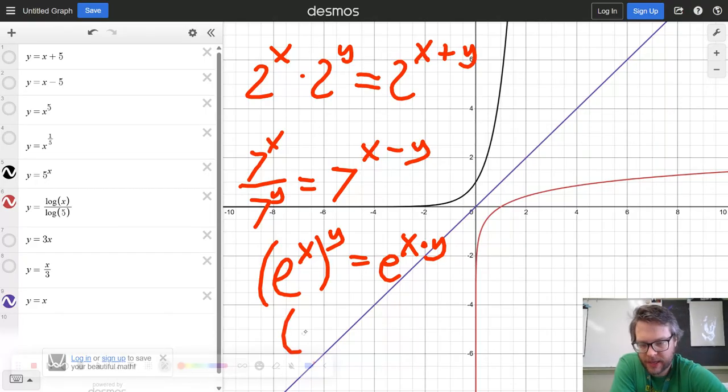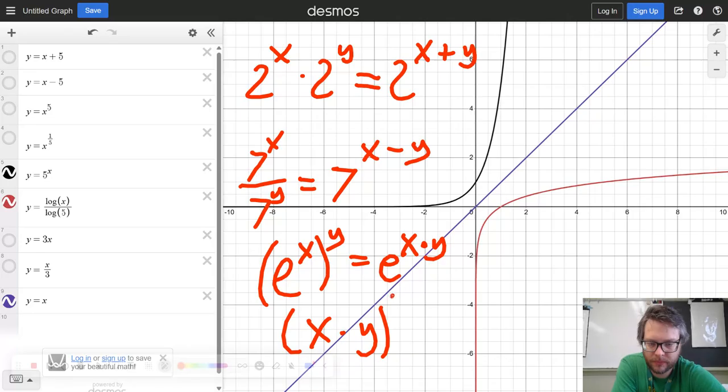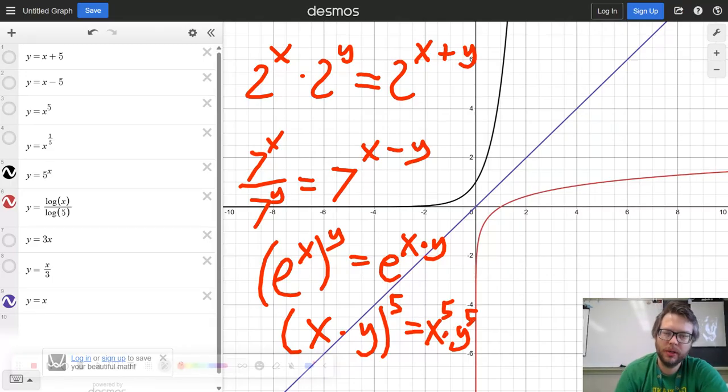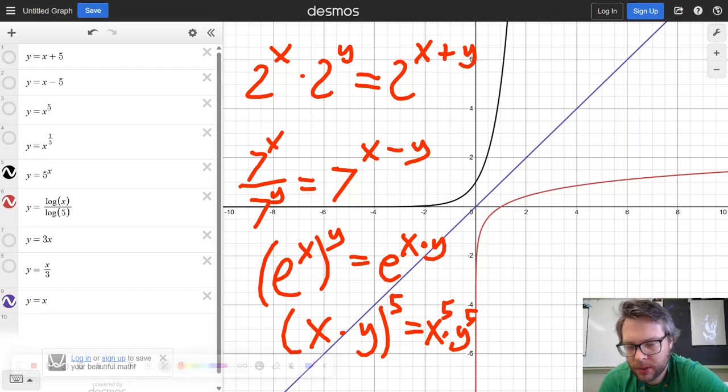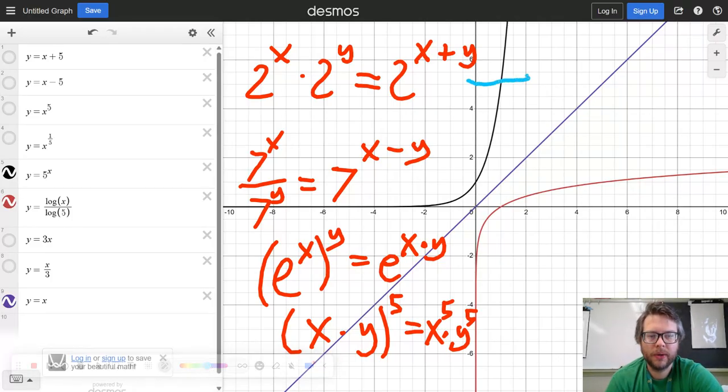And if I had x times y raised to the 5, I can make that x to the 5 times y to the 5. So those are the things that you should be familiar with when we're talking about properties of exponents.